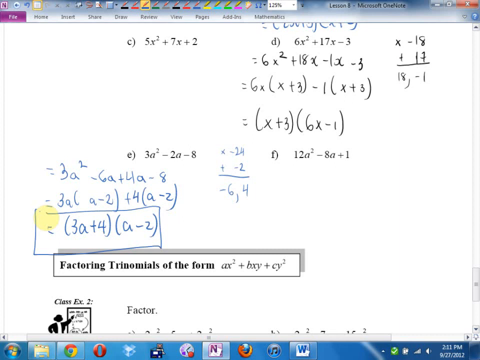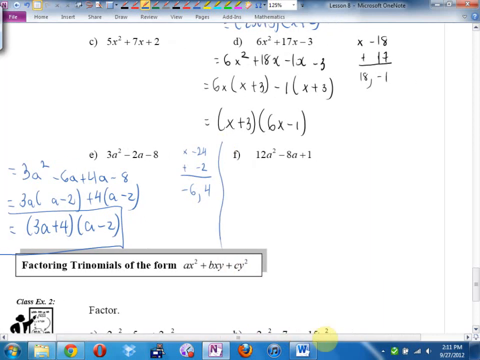F is tricky. What am I looking for in F? Two numbers that multiply to what and add to what? Multiply to positive 12, add to negative 8. How can I multiply to a positive and add to a negative? Yeah? Ah, they're both negative. Okay, what are two numbers that multiply to a 12 and add to a negative 8?